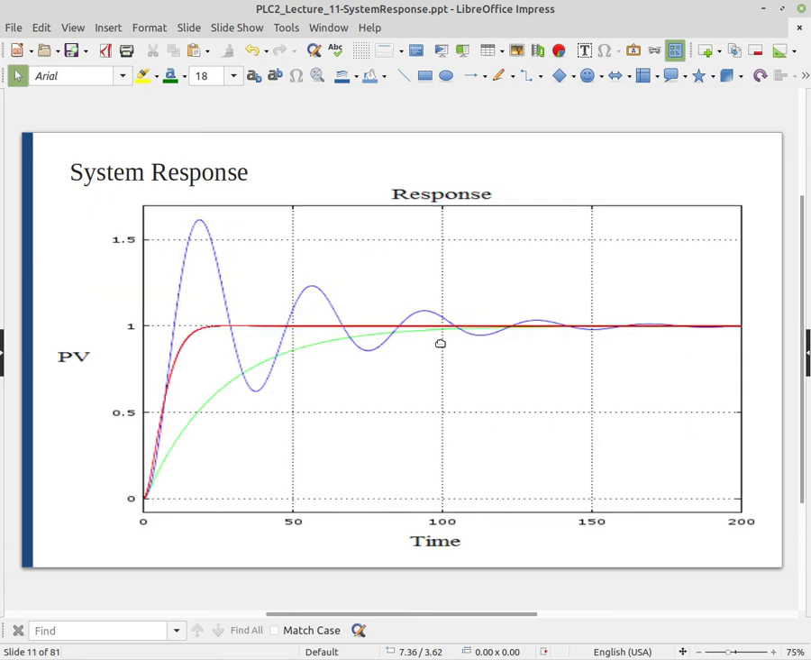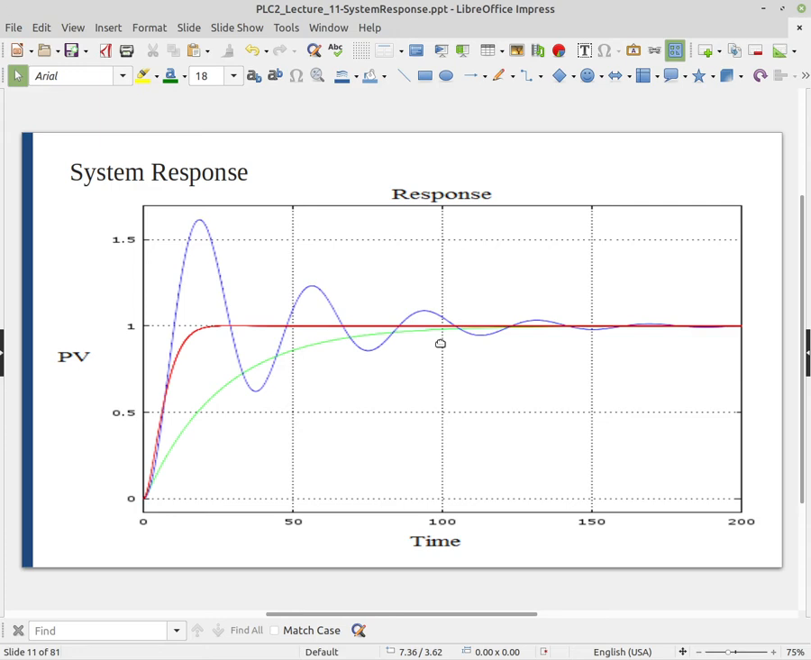All right, so this is an example here where we have the process variable of basically three different systems. So we have the green line, which is what we call an overdamped response, so it's a very slow system. The red line is what we call critically damped, and you can see that it rises up to its final value of 1 in this case. So it rises up to 1 and then it stays there. It doesn't move.